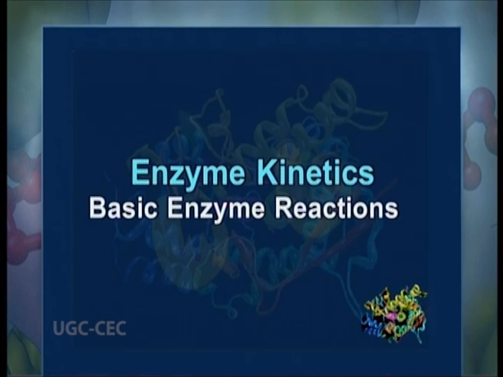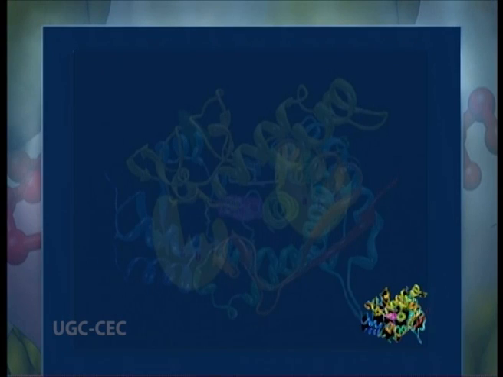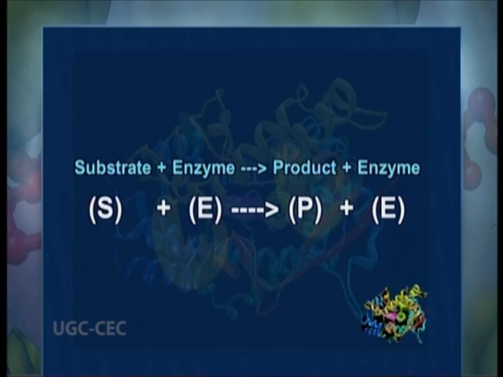Moving ahead to enzyme kinetics. Here we will firstly study basic enzyme reactions. Enzymes are catalysts and increase the speed of chemical reaction without themselves undergoing any permanent chemical change. They are neither used up in the reaction nor do they appear as reaction products. The basic enzymatic reaction can be represented as substrate plus enzyme gives rise to product plus enzyme.